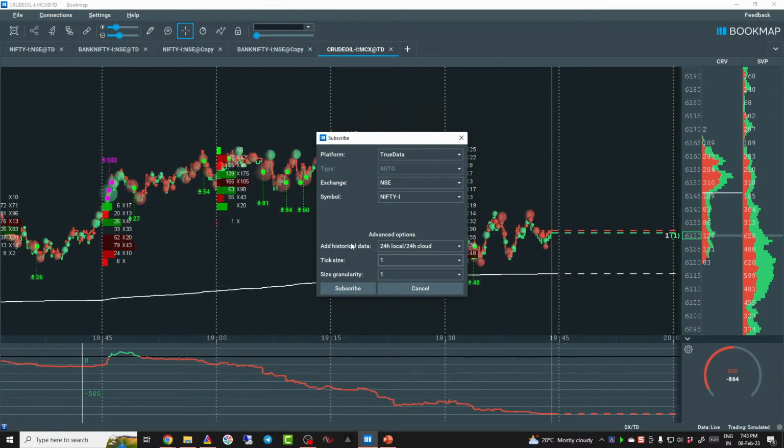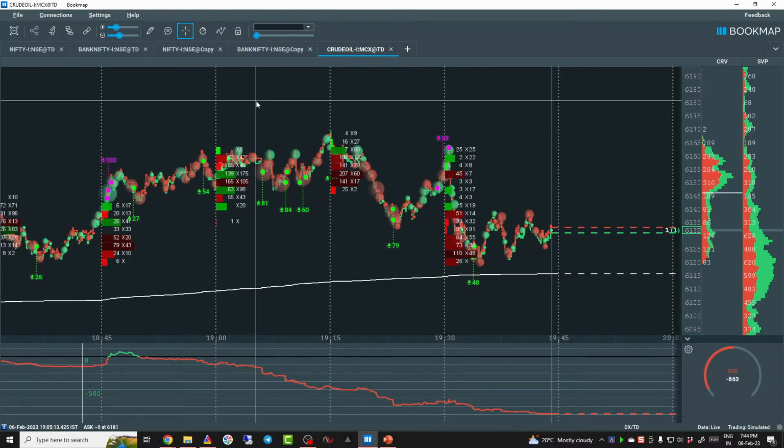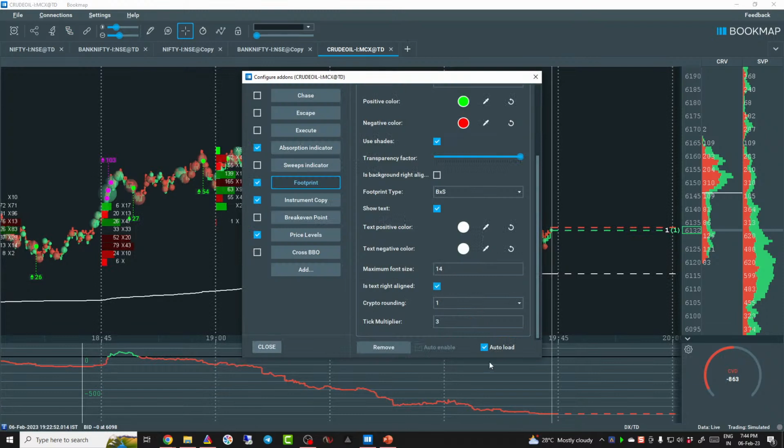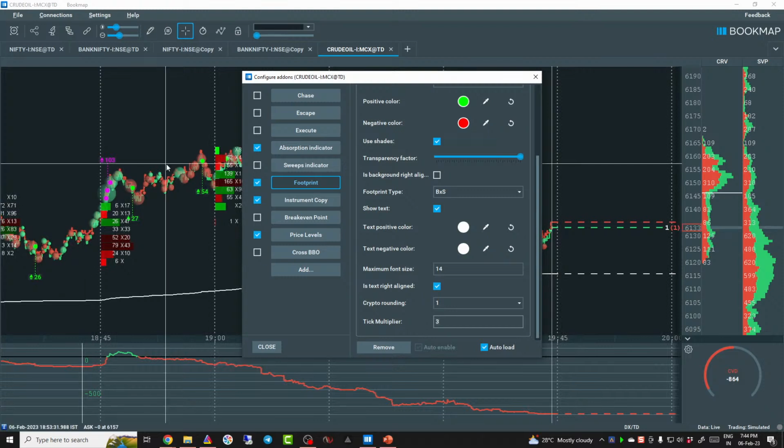That means for every 1 point it will consider it as a tick. So if the tick is 1 and your multiplier is 3, multiplied by 1, so total 3. That means for every 3 points of movement, 3 points of range, it will consider one particular column.